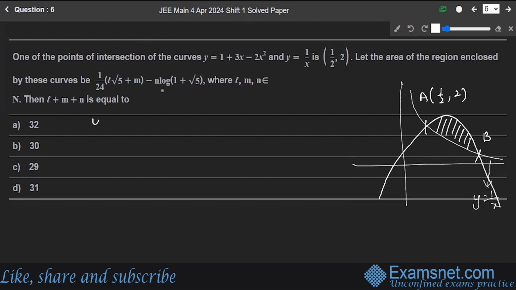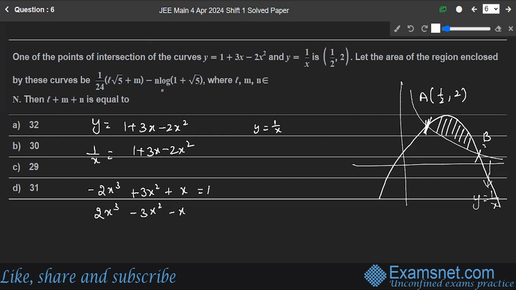So you are given the two curves as y is equal to 1 plus 3x minus 2x squared and y is equal to 1 by x. You got the one point of intersection. Now you want to find out the second point of intersection as well. First of all, to find out the point B, this is 1 by x is equal to this. Or you have minus 2x cubed plus 3x squared plus x is equal to 1. Or 2x cubed minus 3x squared minus x plus 1 is equal to 0.